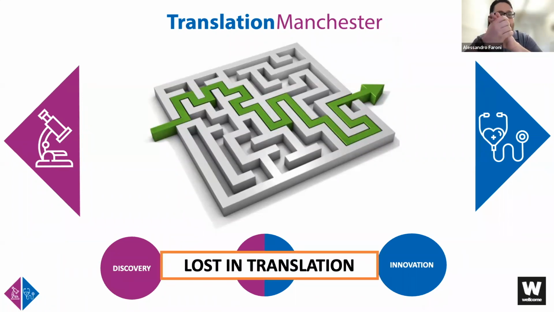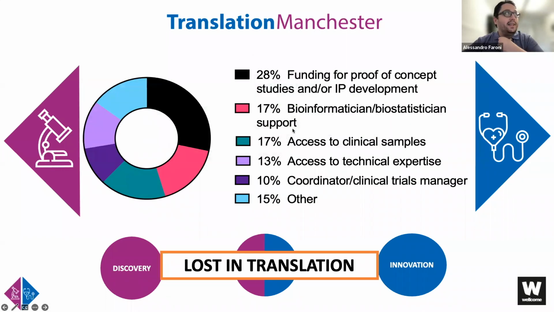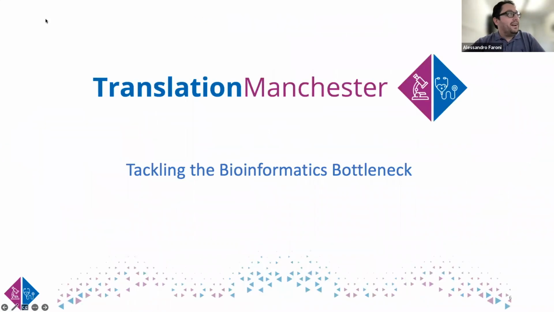We asked our researchers a few years ago now, back in 2020, I think, what the bottlenecks they were experiencing were. And from this diagram, you can see that about a third of them say that the major bottleneck was funding. And as you might know, at Translation Manchester, we run several priming funding schemes to address that. But then the second greatest bottleneck was actually access to bioinformatics and biostatistics support. And for that, we have established a few mechanisms to tackle those bottlenecks. And in order to find out what those mechanisms are, I'll hand it over to our own translational research bioinformatician, Li-Jin. Li-Jin, the floor is all yours.